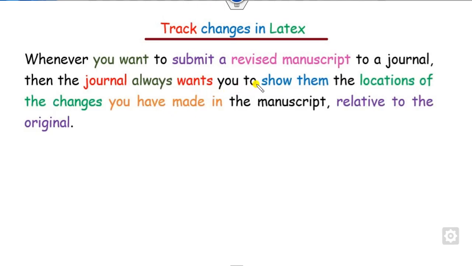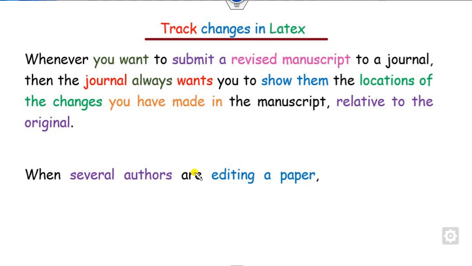So that's quite understood: whenever you want to submit a revised manuscript to any journal, the journal always wants you to show them the location of the changes you have made in the manuscript relative to the original. When you have multiple authors in a paper, suppose there are 3 authors at different places. When the first author has updated a paper, the second author must update the paper. So what are their changes? How can you highlight them? What is the contribution of the first author, and so on.